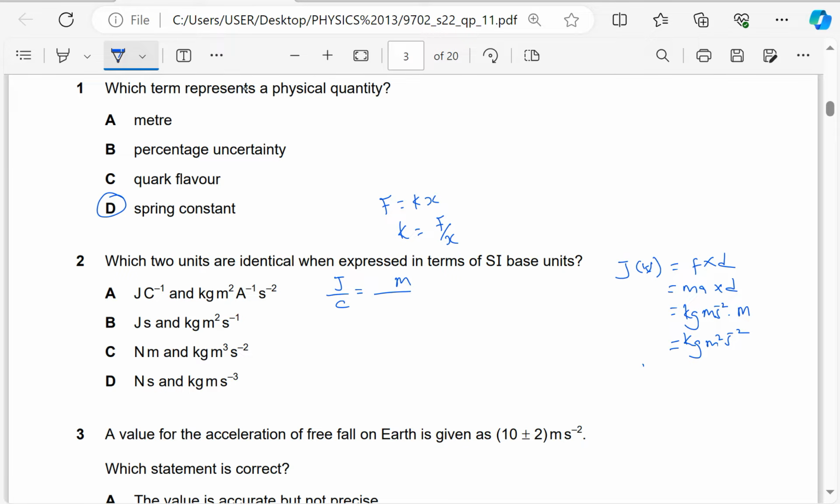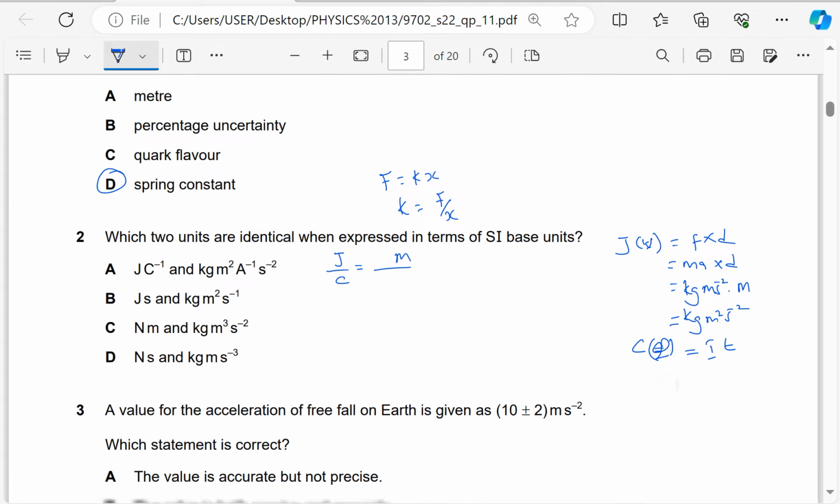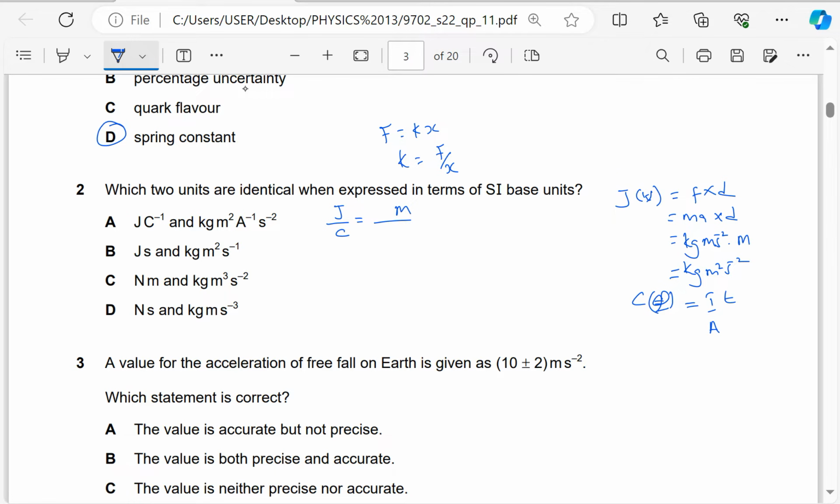Then we have coulomb, which is a unit for charge, and charge is current times time. So the coulomb is going to be amperes times seconds, so it is ampere second. So if we divide, I'll divide kilogram meter squared per second squared by ampere seconds. So this gives me kilogram meter squared per ampere, then this becomes per second to the power minus 3, because there is an s at the bottom. When it goes up, it becomes minus 3. So these are not equivalent.